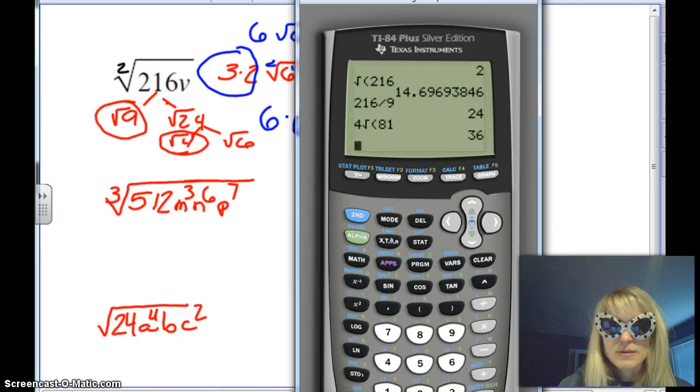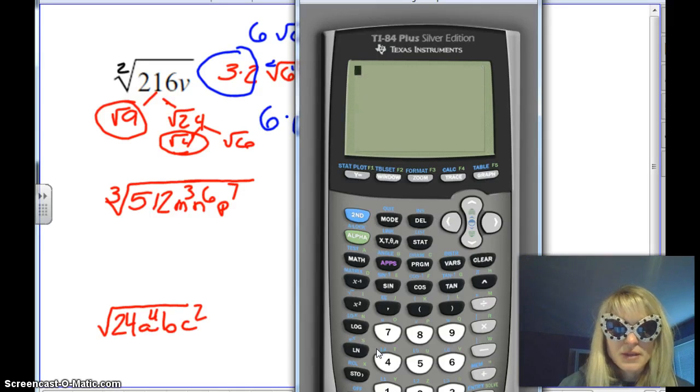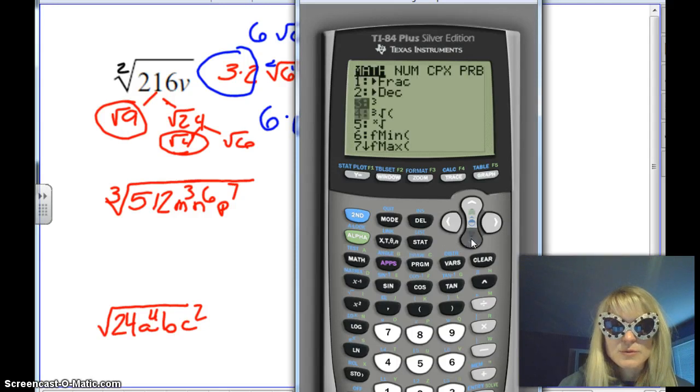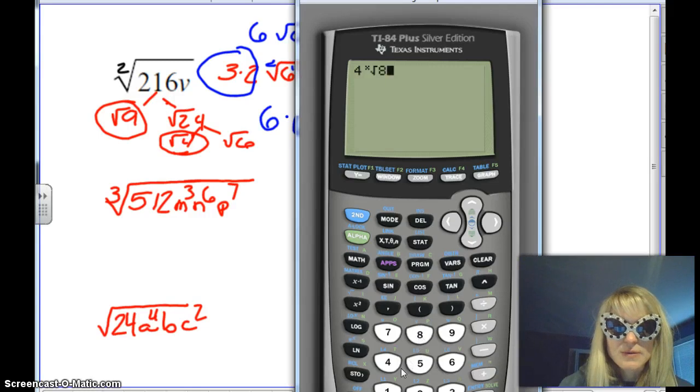And I find out that it doesn't seem right. 36 is a 4th root? 36 times 36 times 36? That doesn't make sense. I didn't do something right. So let's try that again. I don't think I hit the math right. I will need to go down to the 4th root here, which is your mystery root, and then let's put in 81. There we go. So the 4th root of 81 is 3.